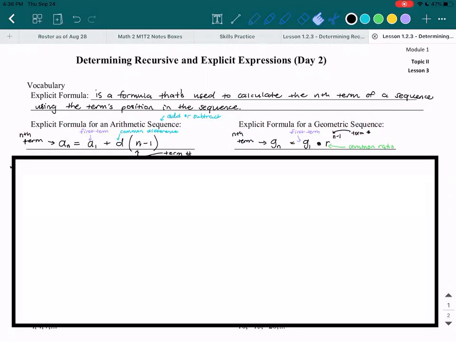For the geometric sequence, you have g sub n, representing your nth term, equals g sub 1, which is your first term, multiplied by r, the common ratio, to the power of n minus 1 in the tiny upper right-hand corner. So the n minus 1 is all part of the exponent. And n, once again, is your term number.